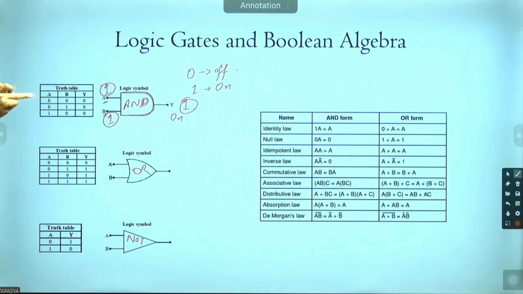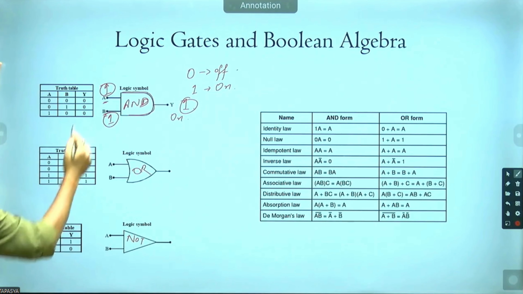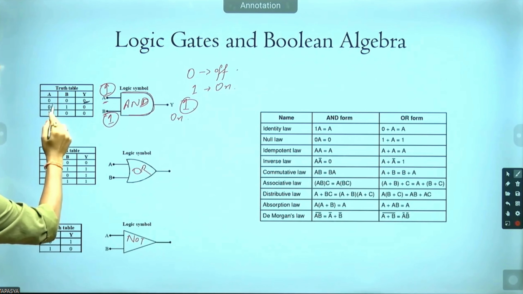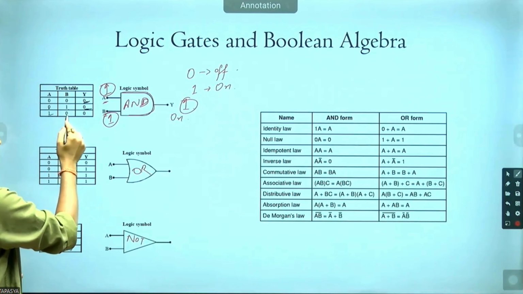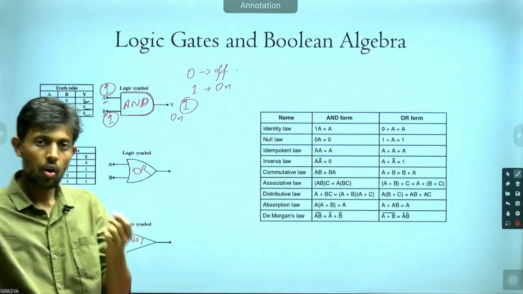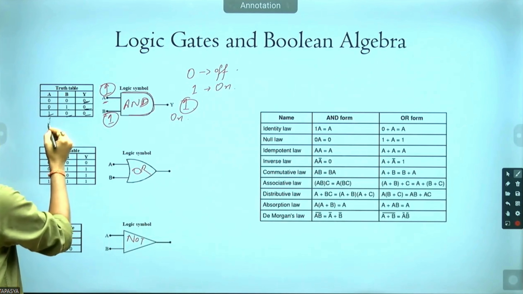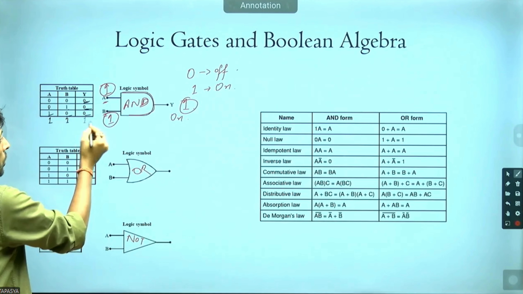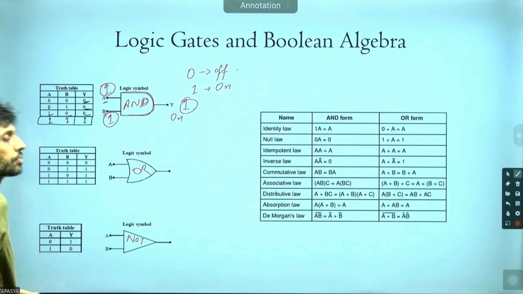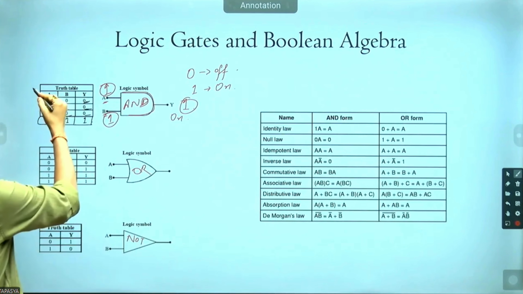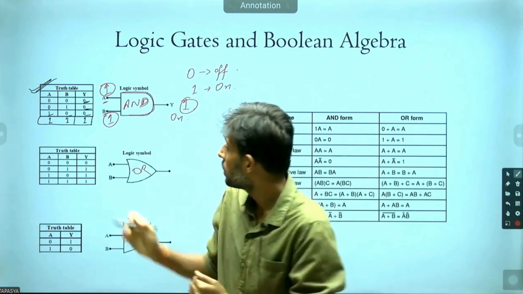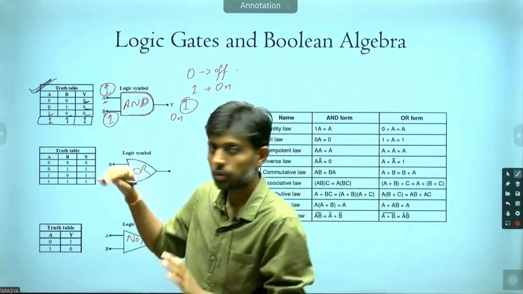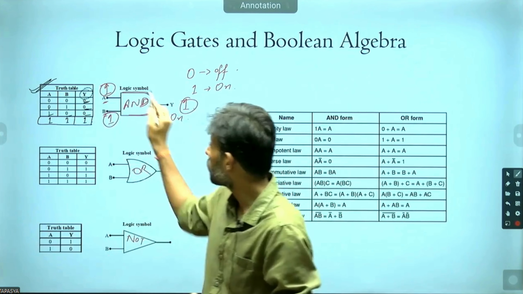If one switch is off and the other is also off, the result is 0. If one is off and the other is on, both are not on, so it would still be 0 output. If one is on and the other is off, again the output is off. Only if A is on and B is on will the result be 1. So this is the truth table for the AND gate. It tells you what the output would be if you change the inputs to on and off. This Y is the output of the AND gate.